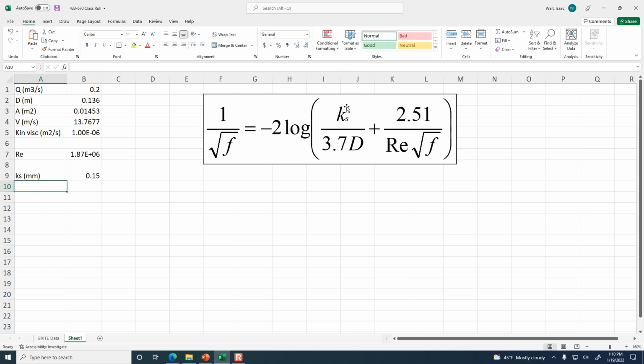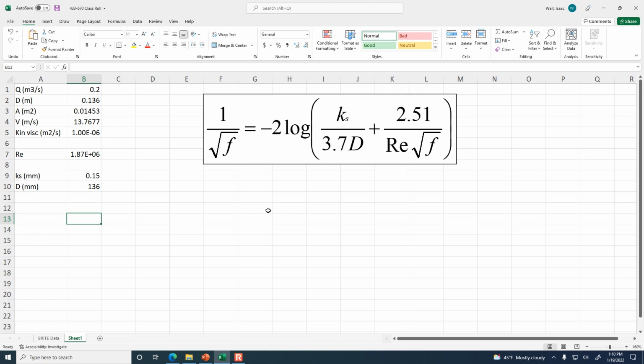Now, we have to have the same units for K sub s and for D. So I've got the diameter here listed in meters. Let me also get the diameter in millimeters, just so that I am sure to use the right thing when I put it into this log function. So diameter in meters times 1,000. Okay, so I think we have everything we need to start substituting into this formula.